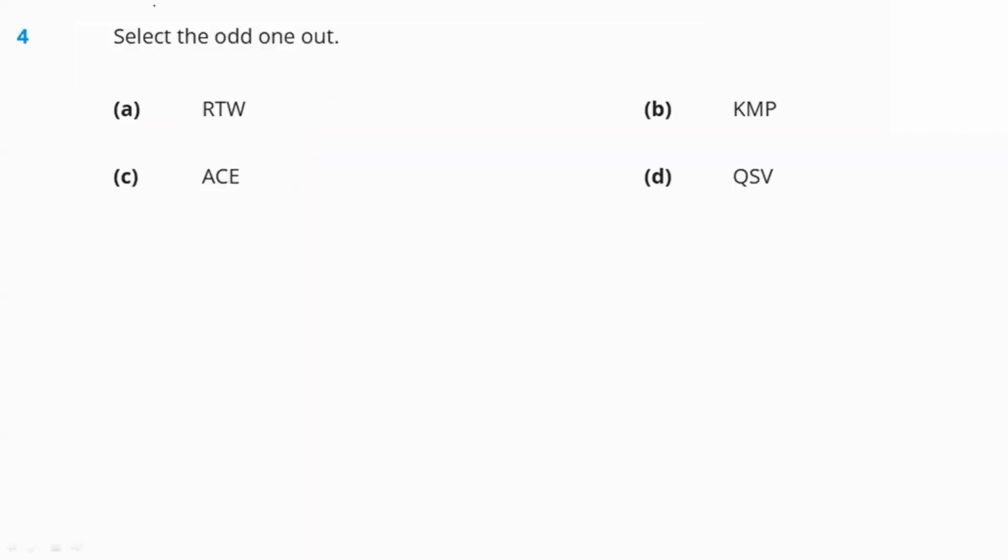Next question, select the odd one out. So we have to find the relationship between all the letters in each of the given options. Okay, so in the first one, R S T, jump 2 letters to get T, and again we jump 3 letters from T to get W. Okay, R S T U V and W. Now from K, if we jump 2 letters, we will get M, and again if we jump 3 letters, we will get P.